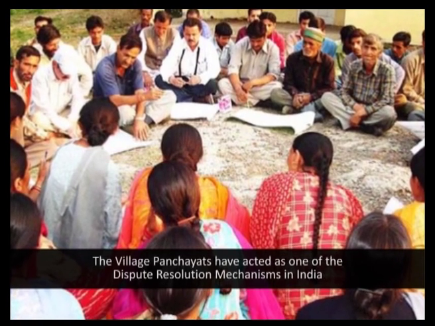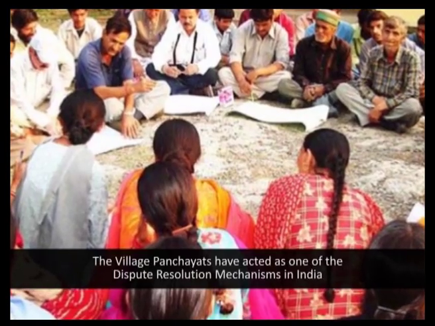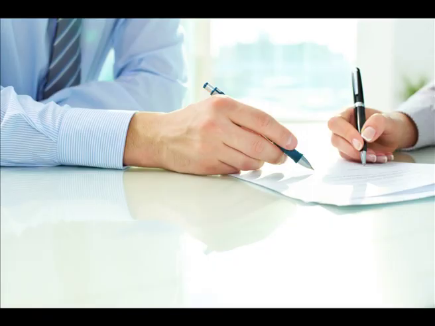In India, the village panchayats have acted as one of the dispute resolution mechanisms. The disputants were given the choice to choose their own elders, either one or two or more, depending on the agreement between the parties, and each arbitrator chosen by the parties to find amicable settlement without jeopardizing the legitimate rights of the party on behalf of whom he is acting as an arbitrator.